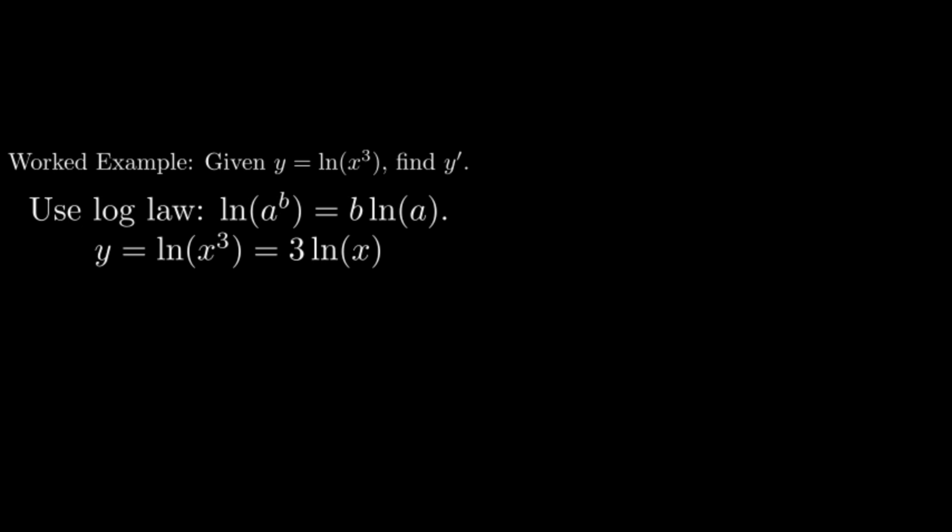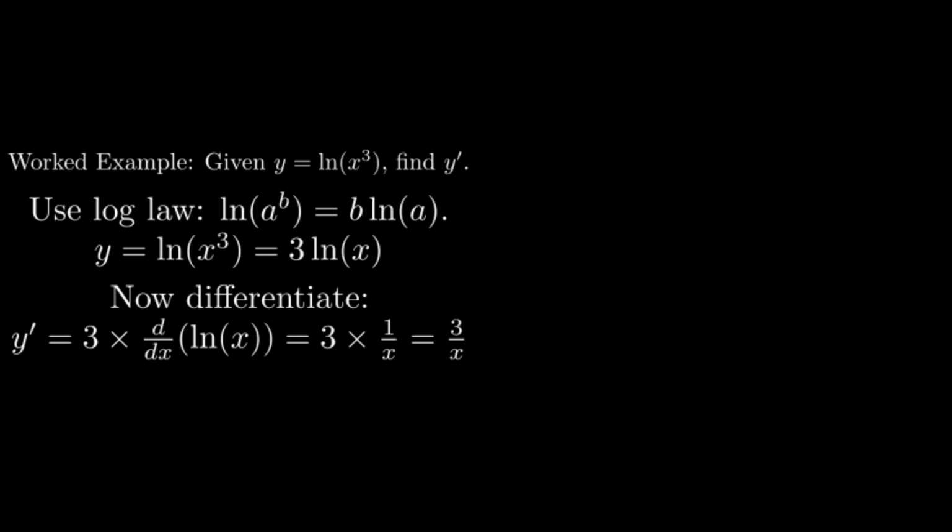The power rule for logarithms says we can bring the exponent down as a coefficient. So y equals ln of x cubed is the same as y equals 3 times ln of x. This is much easier to differentiate. The derivative, y prime, is just 3 times the derivative of ln of x. Since the derivative of ln of x is 1 over x, our final answer is 3 over x. This shows how knowing your log rules can simplify differentiation problems.